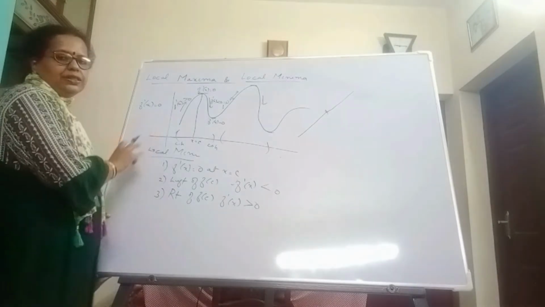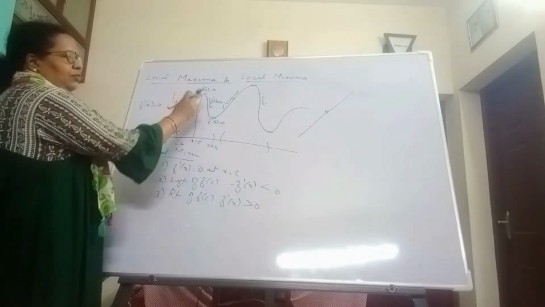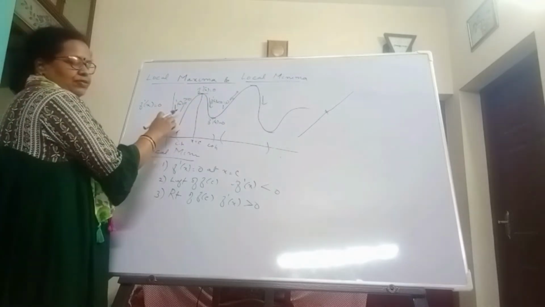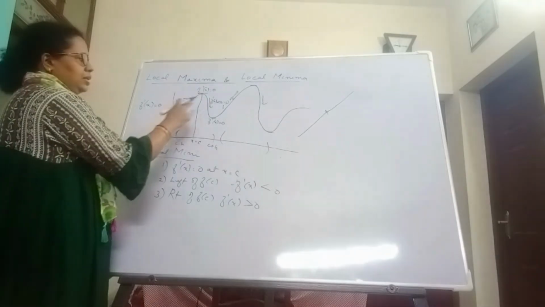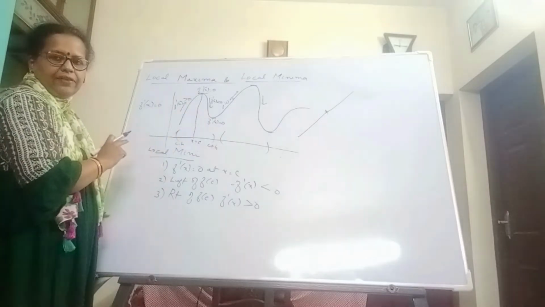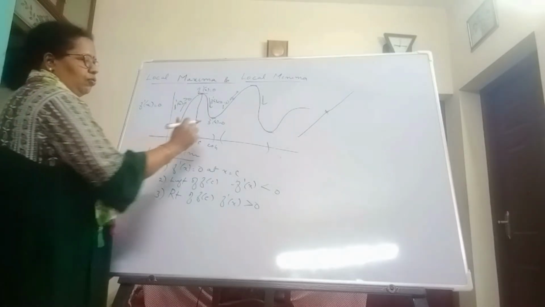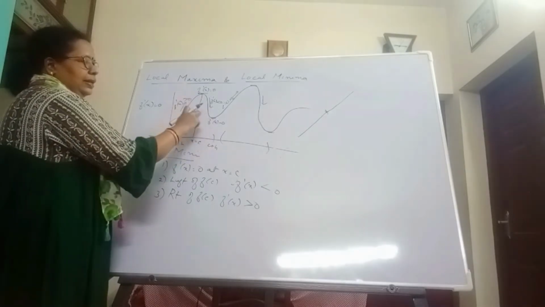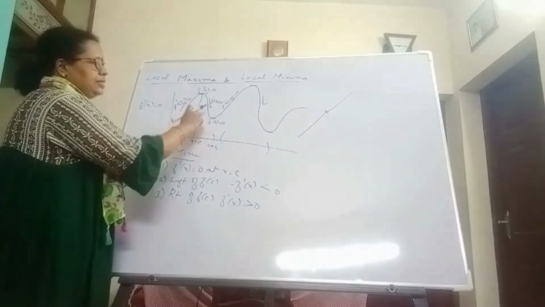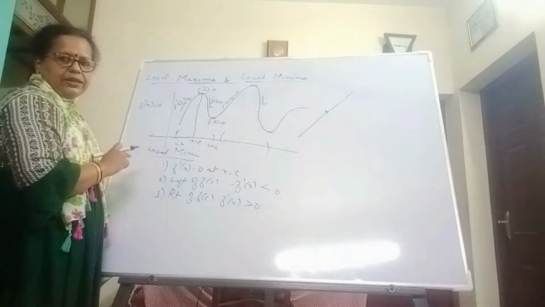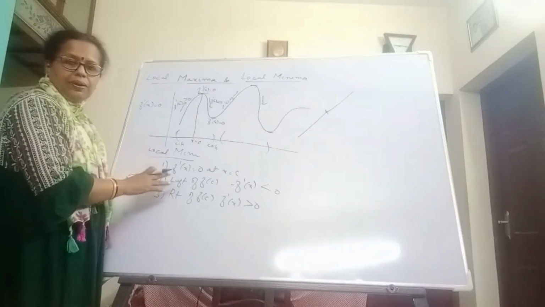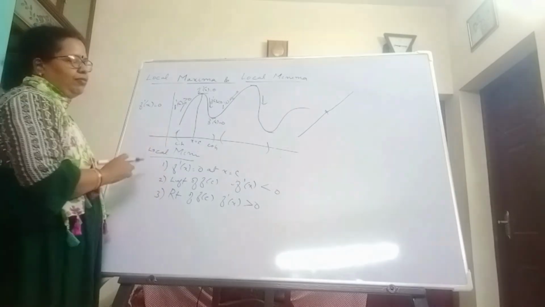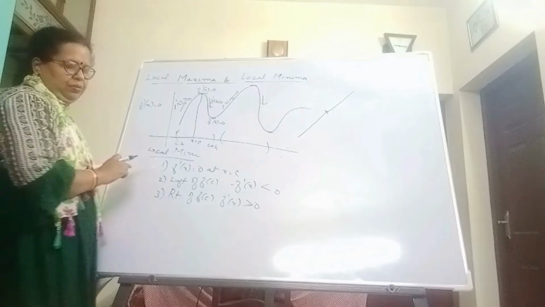So, what are the conditions of first derivative test? For local maxima, f dash x equal to 0, left side f dash x greater than 0 and right side f dash x less than 0. For local minima, f dash x equal to 0 and left side f dash x less than 0 and right side f dash x greater than 0. This is called first derivative test. By using this test, we can find local maxima and minima.